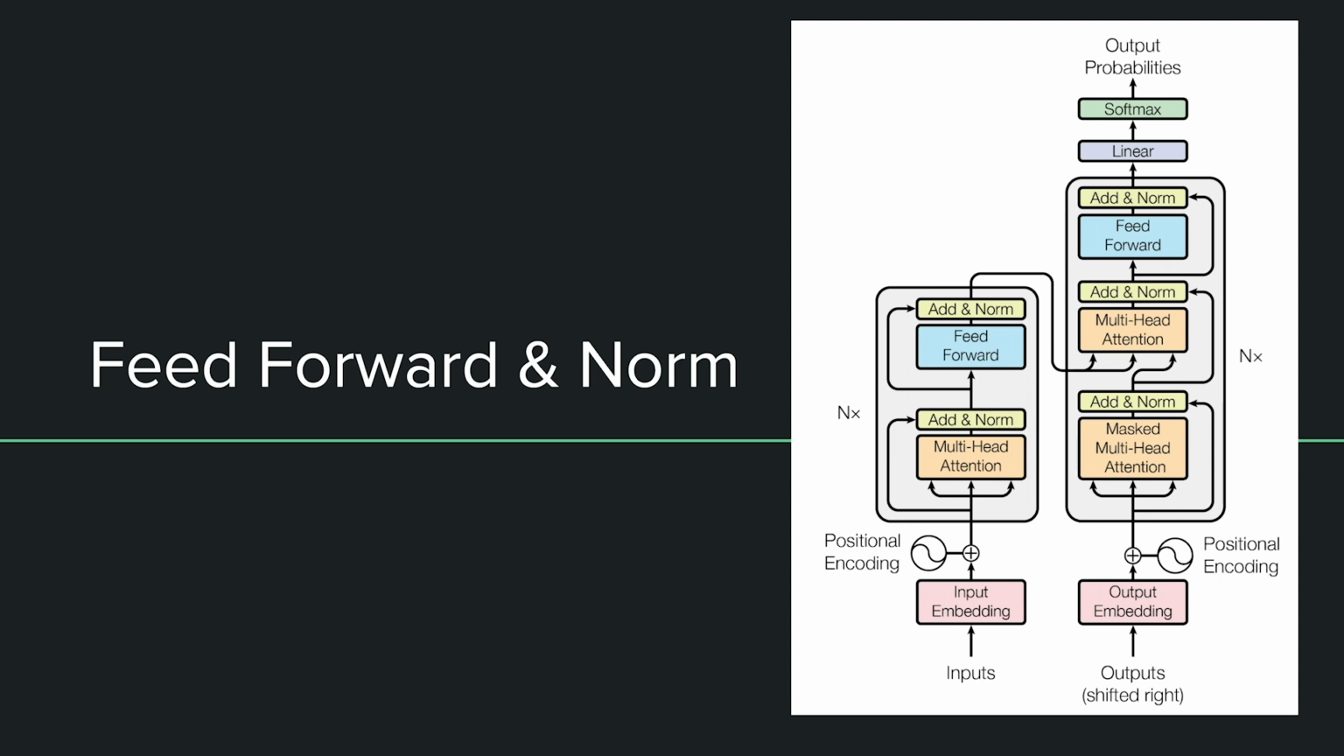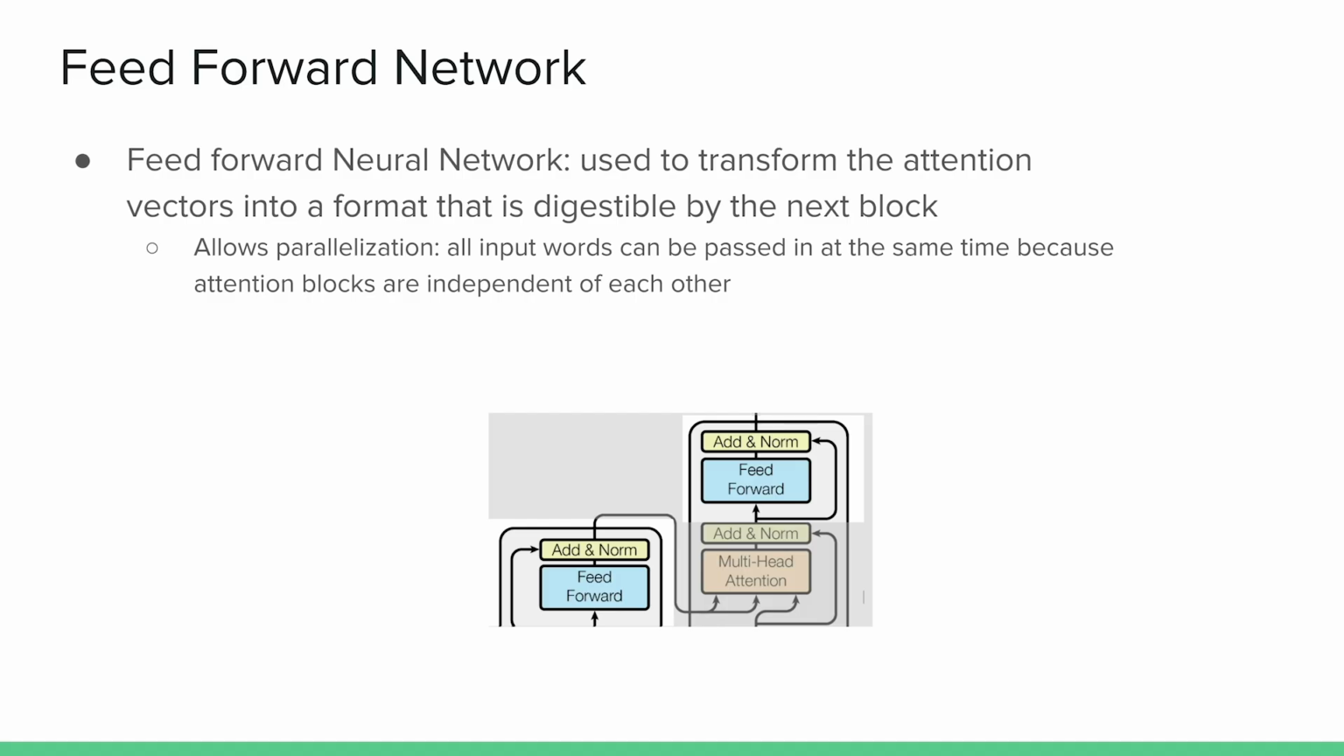There are a few more blocks here, but basically we already have the full model here. So we also have two feed-forward and normalization blocks here. What they're doing is basically transforming the output of the attention to a vector format that is digestible by the next block. And this allows parallelization because all input words can be passed in at the same time, because now these attention blocks are independent of each other.